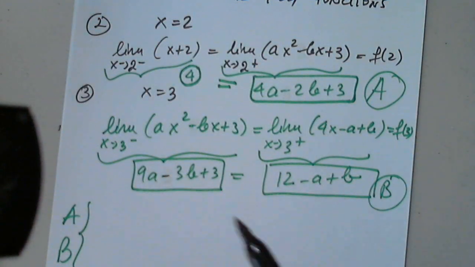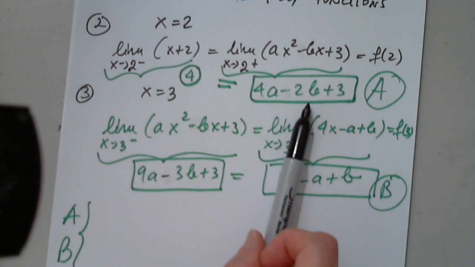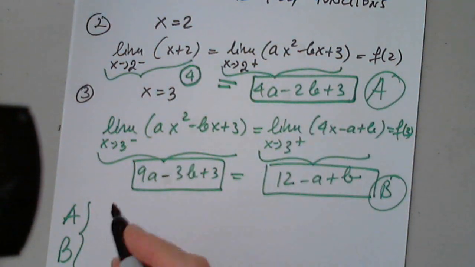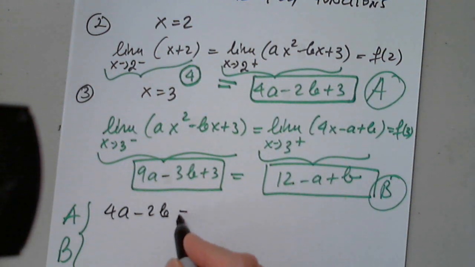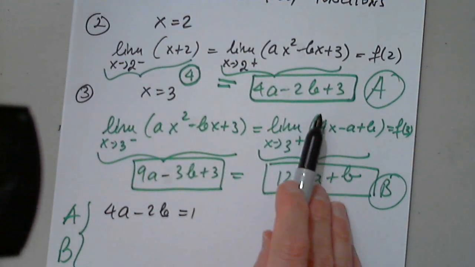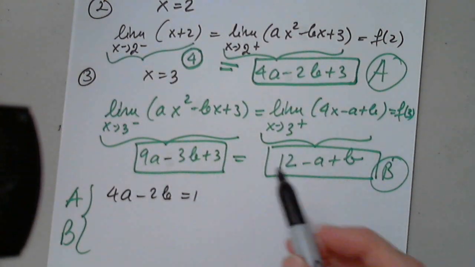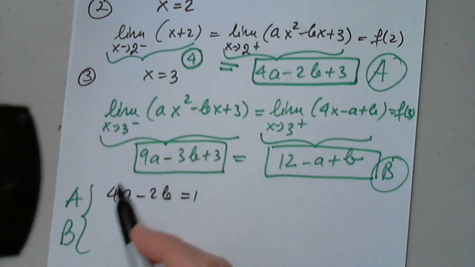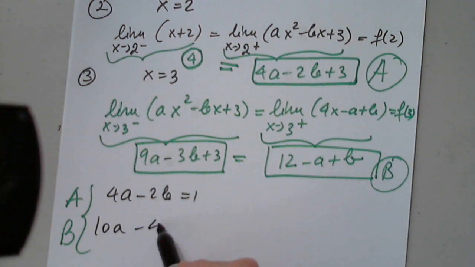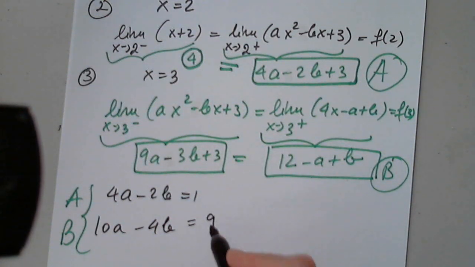Okay, so then the first equation is 4a minus 2b plus 3 equals 4, but I have to move 3 to the other side. So I subtract 3 from both sides: 4a minus 2b equals 1. Now here, I need to clean it up again. So I'm adding a, so 10a. I'm subtracting b, so negative 4b. And then 3 goes to the other side. 12 minus 3 is 9.